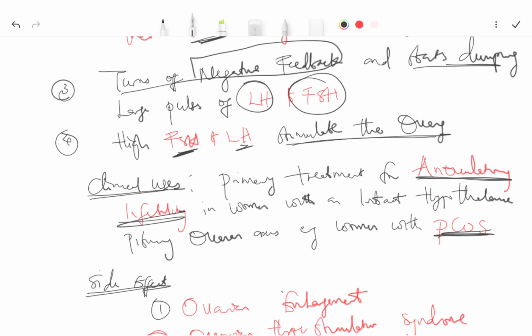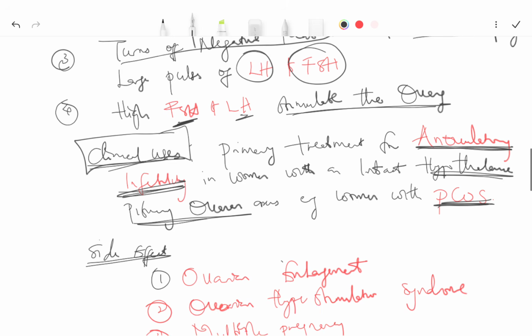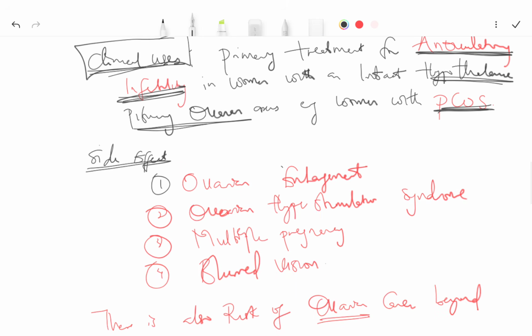Again, like I said at the start, the clinical use of clomiphene is in the treatment of anovulatory infertility in women with an intact hypothalamic-pituitary-ovarian axis. The whole axis, from the hypothalamus to the pituitary to the ovary, must be intact. Those are the women we give clomiphene citrate. An example is women with PCOS.